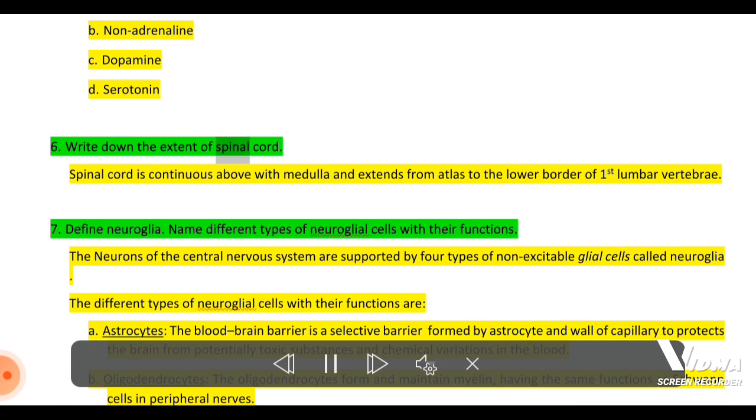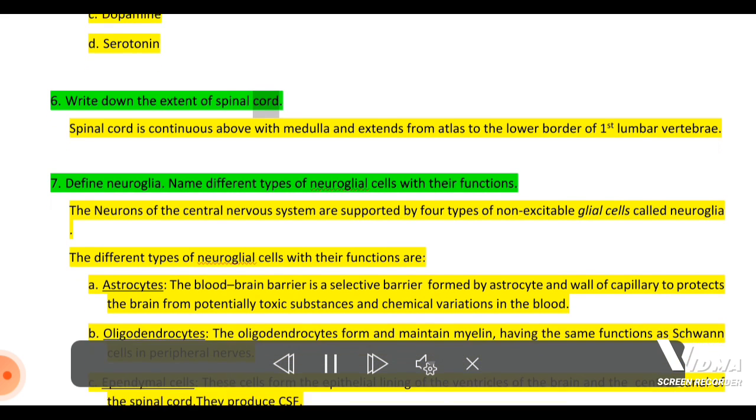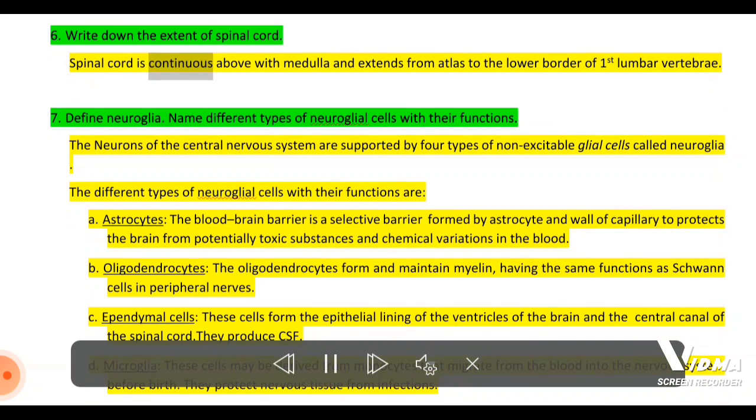Write down the extent of spinal cord. Spinal cord is continuous above with medulla and extends from atlas to the lower border of first lumbar vertebrae.